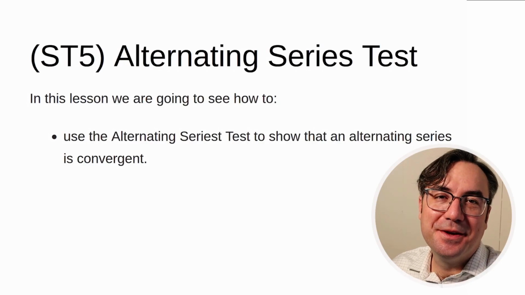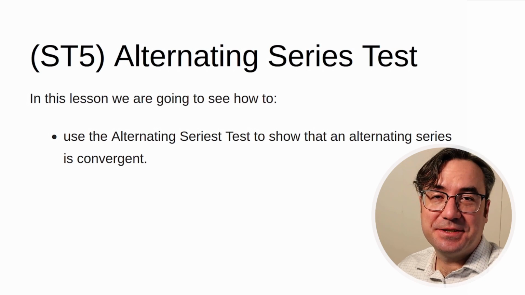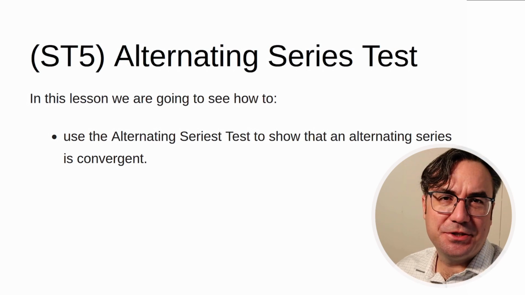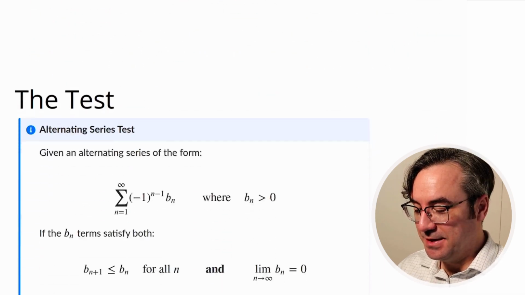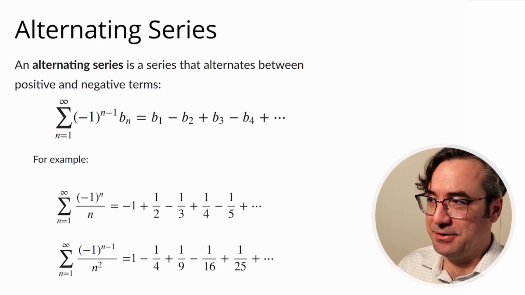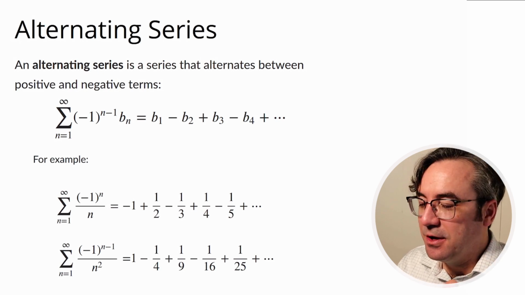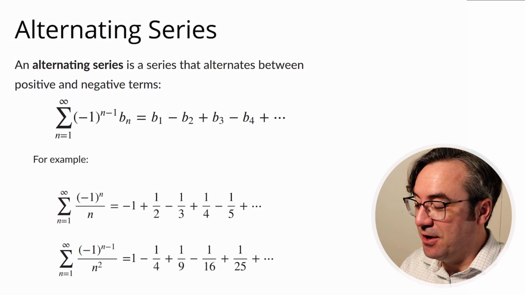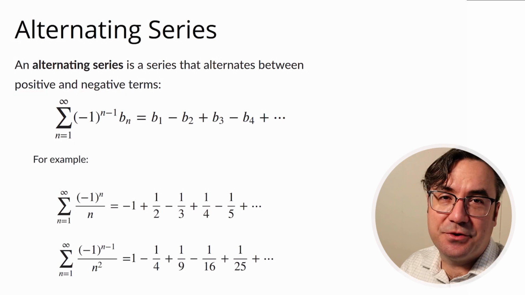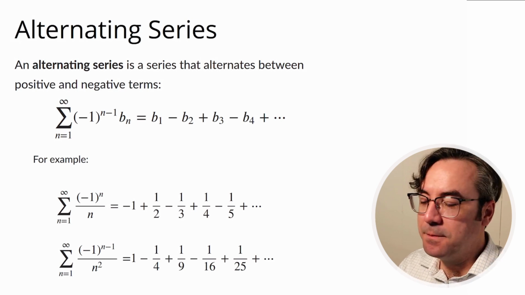Welcome everyone. For today's prep, we're going to start to look at the alternating series test. Before we actually get to the statement of the test, let's look at just some examples of alternating series. And the name's pretty descriptive. An alternating series is a series that alternates between positive and negative terms. And we've seen these types of lists before.